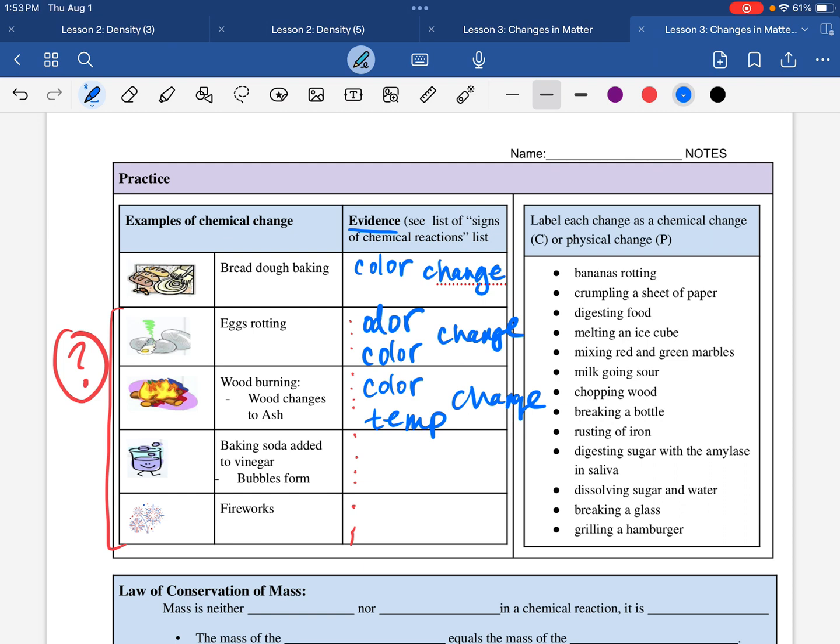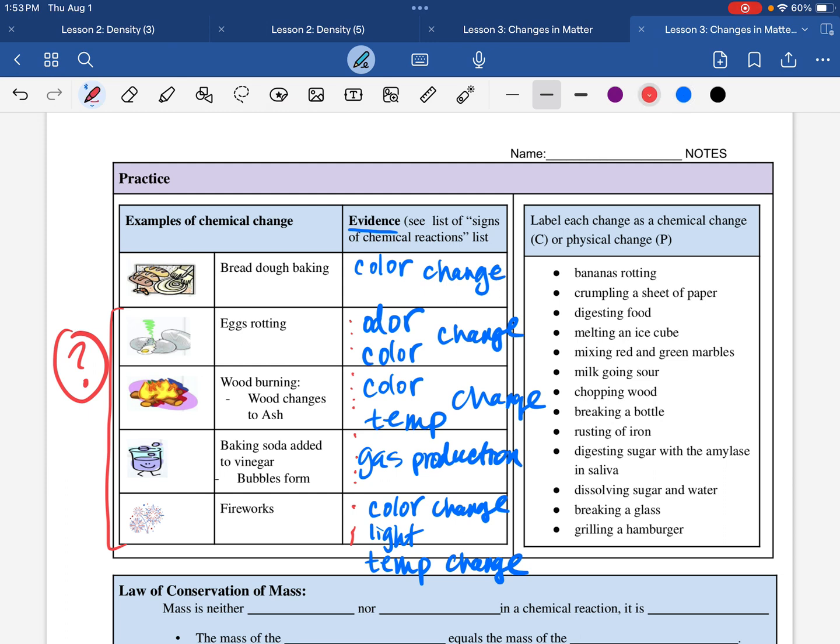When you add baking soda to vinegar, you see lots of bubbles. Those are actually carbon dioxide bubbles. They're a new substance, so that is gas production. And then fireworks, definitely a color change, right? We see color. Light is produced, right? Light production, so color change. Light is produced, and definitely also a temperature change as well. They get hot, so temperature change.